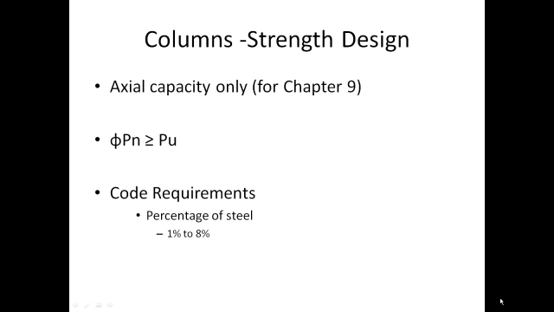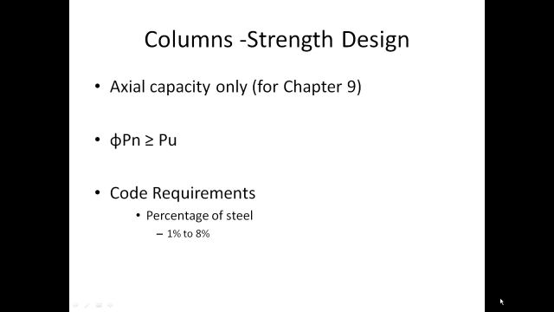But anyway, the ACI code is going to give us the phi values, and there's going to be some formula that you have for nominal axial capacity. Again, recognize we're talking in Chapter 9 just about axial capacity, which is, again, not really going to be the case, but we'll talk about it right now.